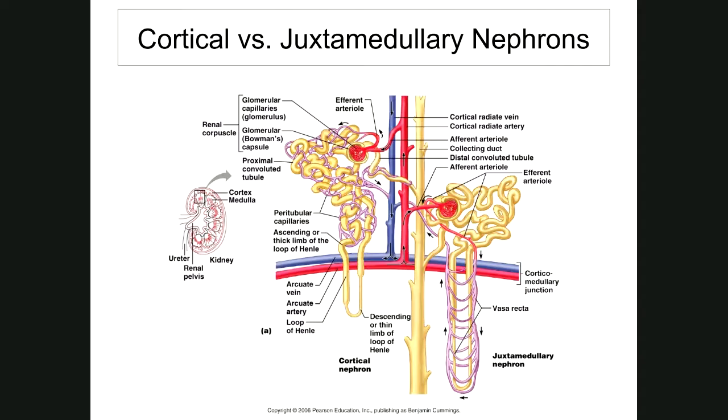The nephron. The nephron is the functional unit of the kidney. Nephrons are the functional unit of the kidney. Now I gave you some functions. Functions include filtration, F-I-L-T-R-A-T-I-O-N, reabsorption, R-E-A-B-S-O-R-P-T-I-O-N, and number 3 is secretion, S-E-C-R-E-T-I-O-N.